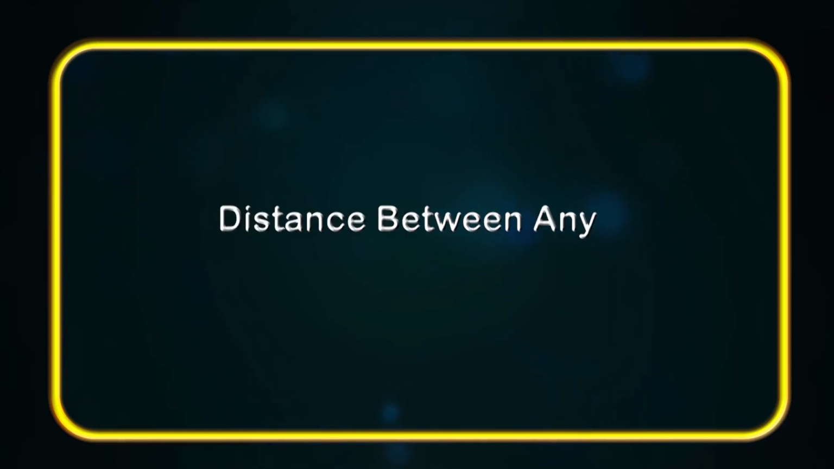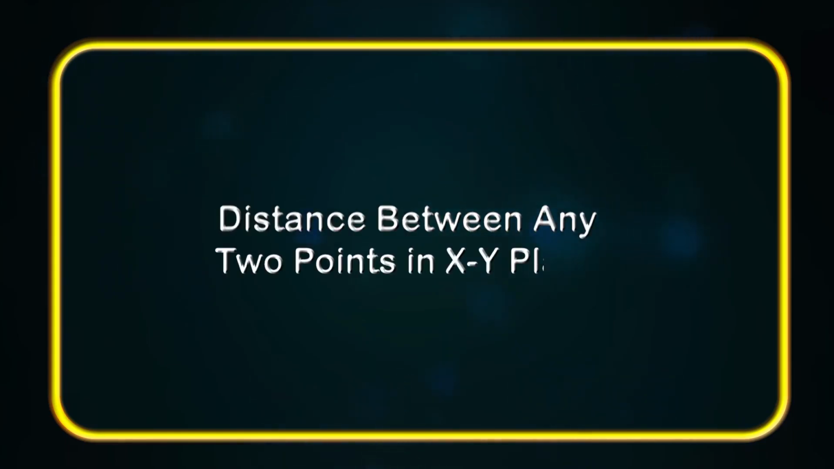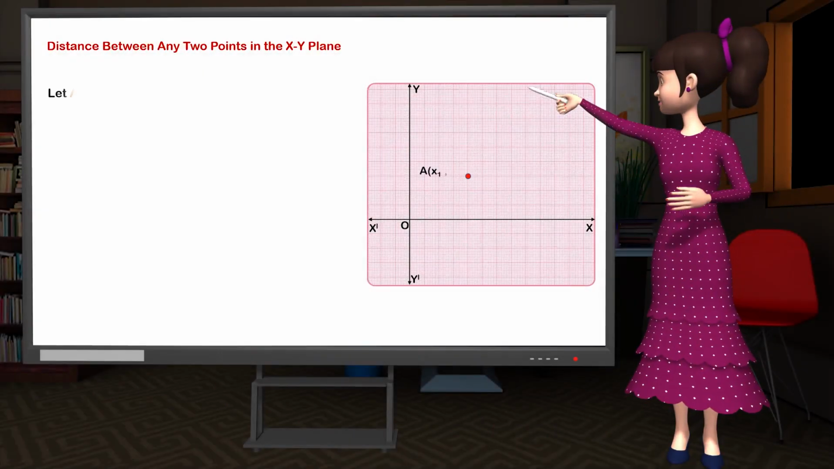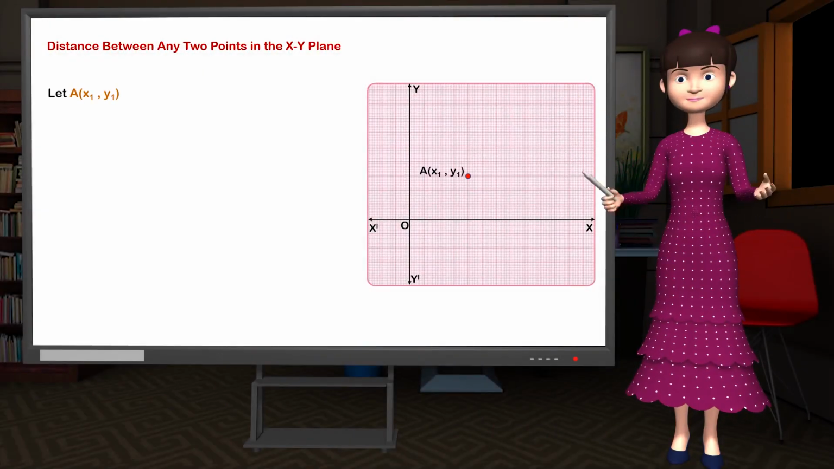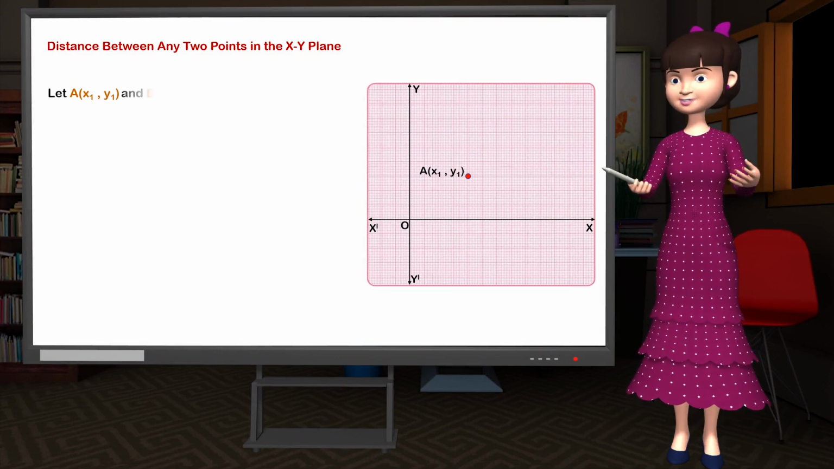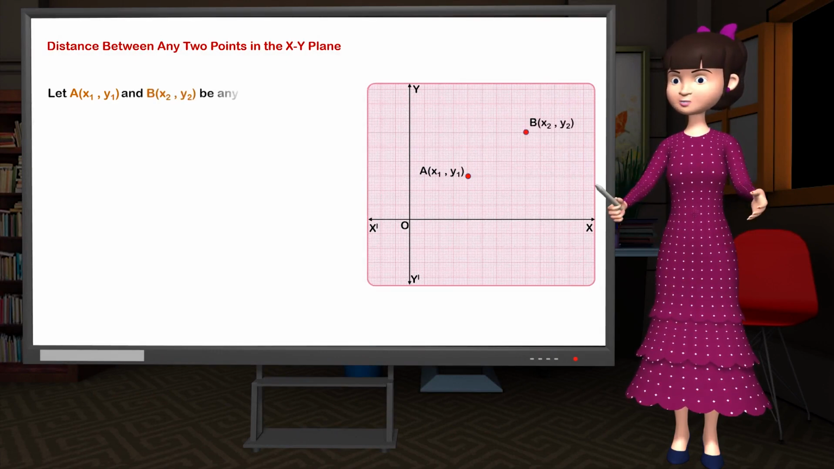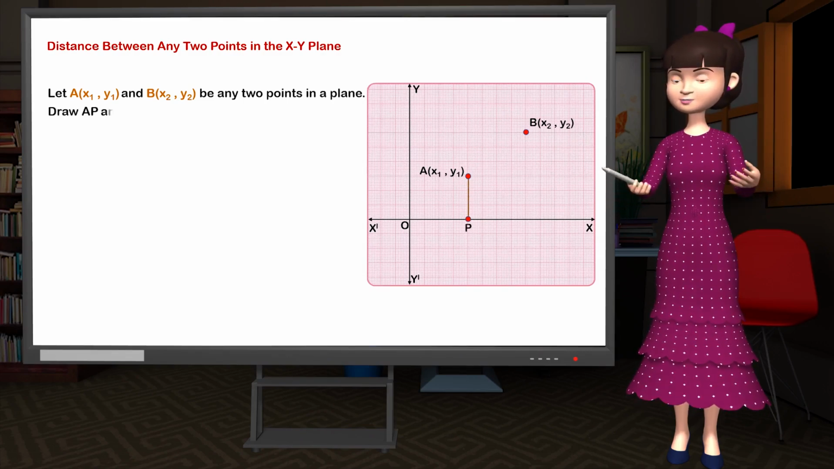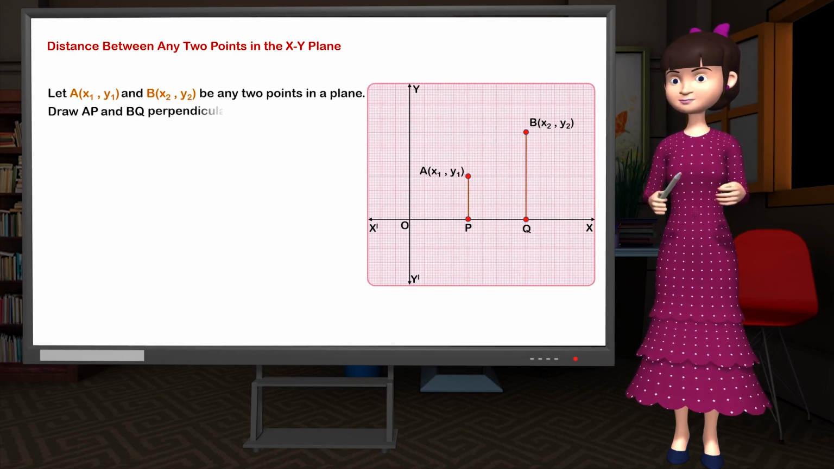Distance between any two points in the xy plane. Let A, which is (x1, y1), and B, which is (x2, y2), be any two points in a plane. Draw AP and BQ perpendiculars to the x-axis.